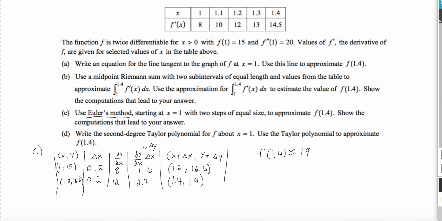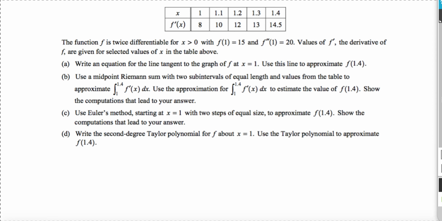All right, let's take a look at the last part. Part D. Part D, write the second degree Taylor polynomial for f about x equals 1. Use the Taylor polynomial to approximate f of 1.4. They are loving this f of 1.4 right now. All right, so second degree Taylor polynomial about x equals 1.